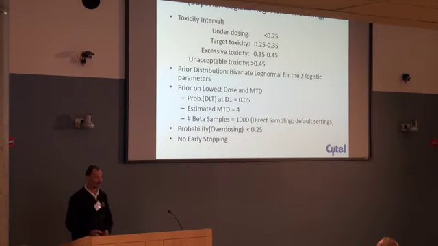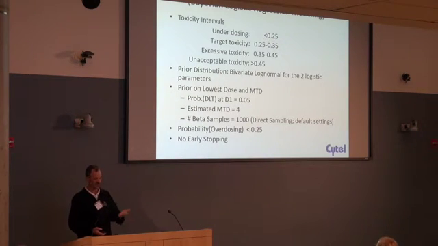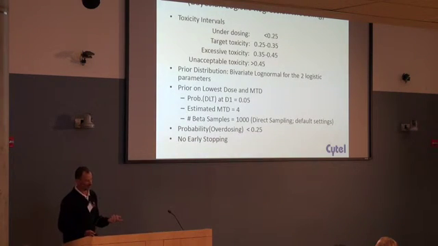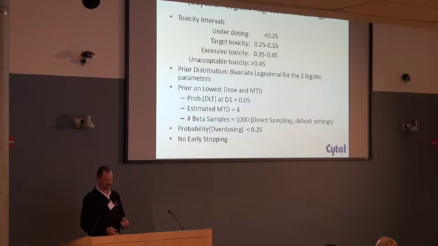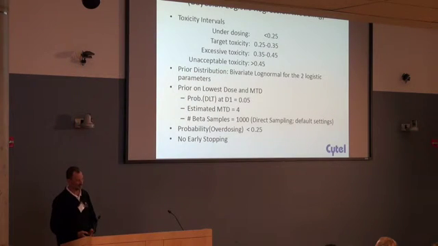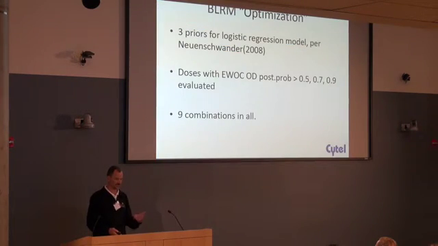So for BLRM, the specifications are here. The underdosing limit was 0.25, the target interval 0.25 to 0.35, excessive toxicity is shown, and unacceptable greater than 0.45. As Ling mentioned, it's a bivariate log normal for the 2 logistic parameters. And the prior on the low dose was a 0.05 probability of DLT. The prior estimate of MTD was right in the middle, and there were 1,000 samples for the fitting. And then the probability of overdosing needed to be less than 0.25, which was the default setting. And I'll skip the setup.